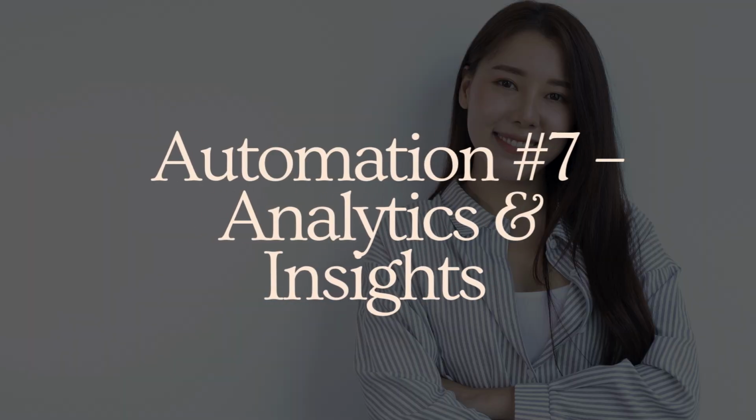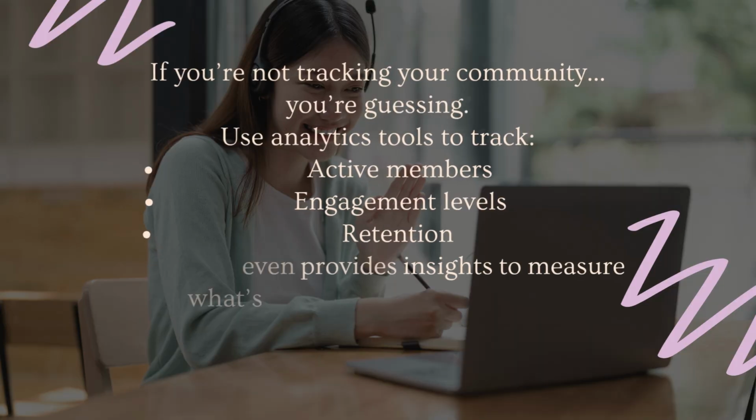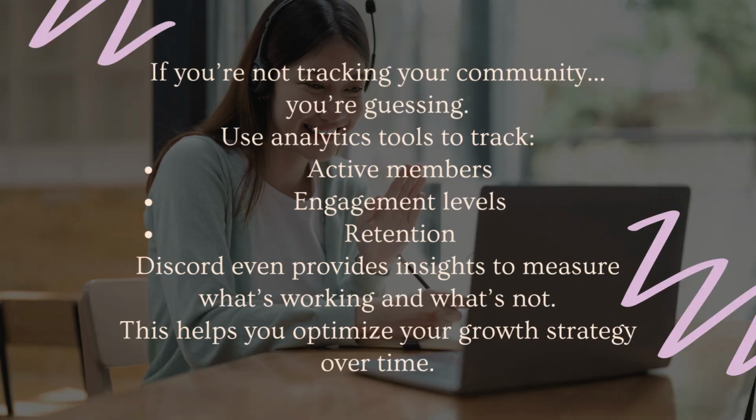Automation number 7, analytics and insights. If you're not tracking your community, you're guessing. Use analytics tools to track active members, engagement levels, retention. Discord even provides insights to measure what's working and what's not. This helps you optimize your growth strategy over time.